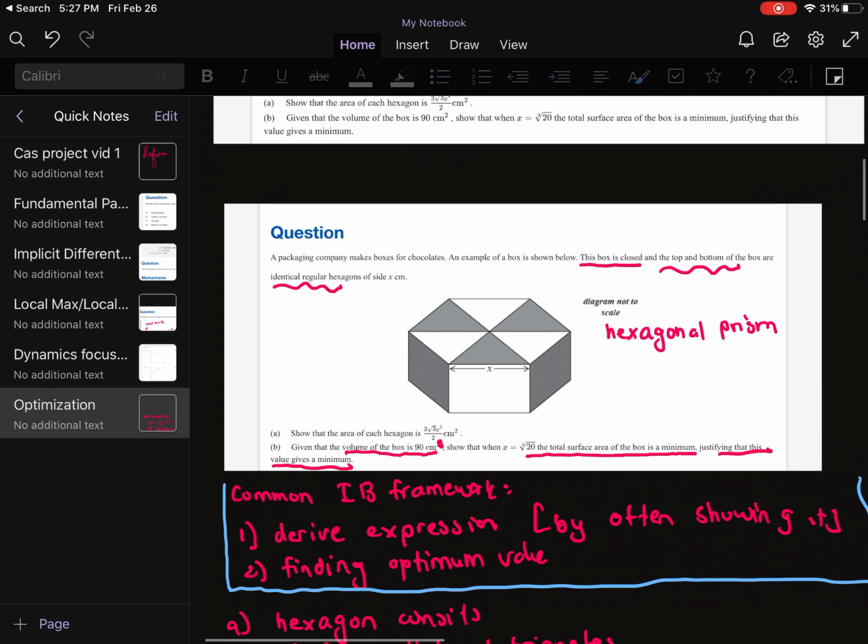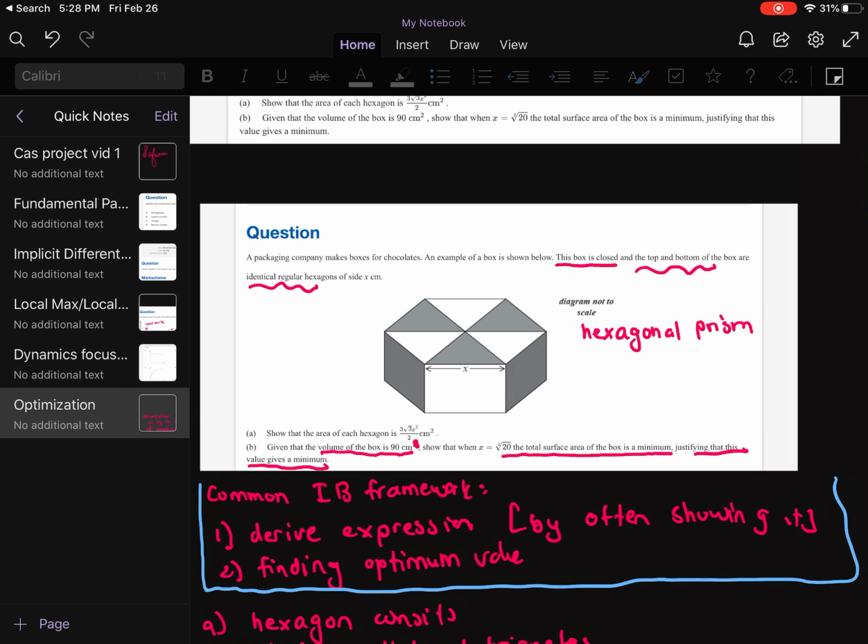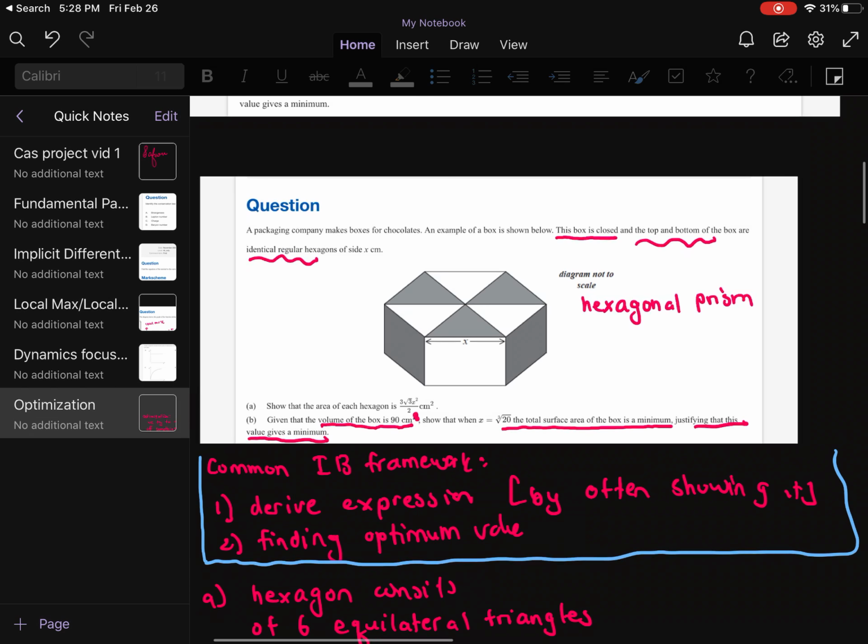This is a common framework in optimization questions: they'll ask you to derive an expression, and you'd often have to show it. That is helpful because in optimization you need to find an expression in terms of something, and so they'll help. So that's your part A, and part B was finding the actual optimum value, or the value that optimizes something. You get this by connecting part A's expression to the extra steps in part B, which are differentiating, setting to 0, and justifying or checking whether it actually corresponds to the minimum or maximum by doing either the second derivative test or checking values left and right of your root.